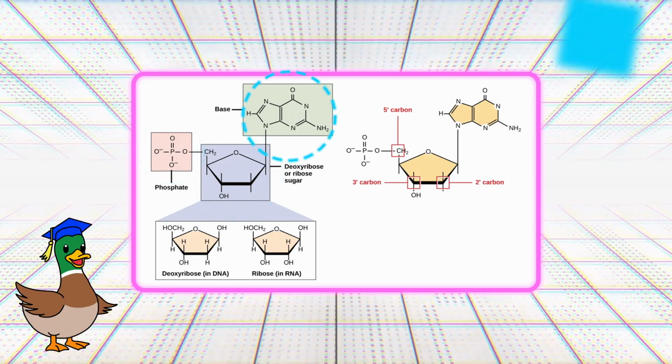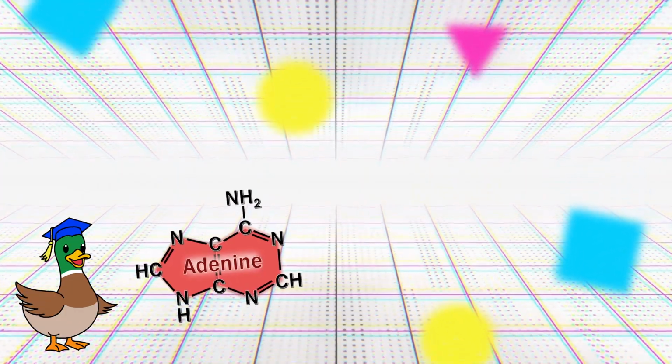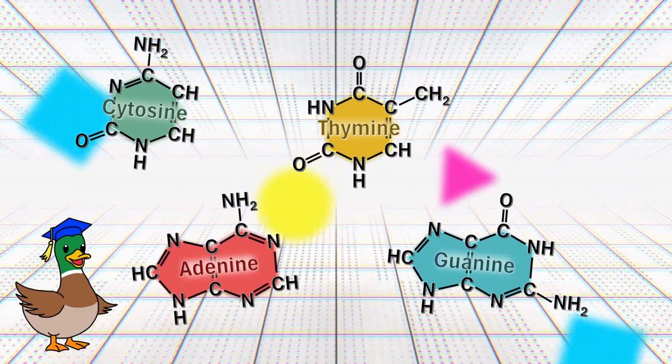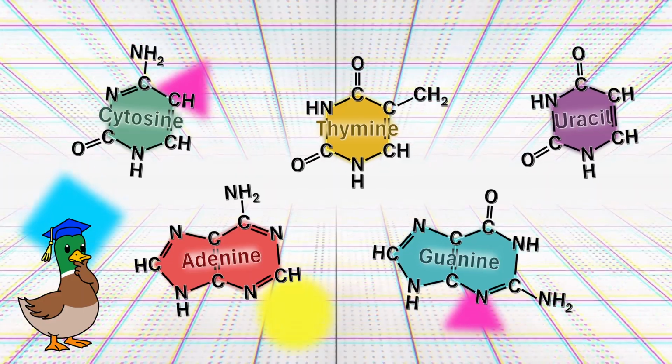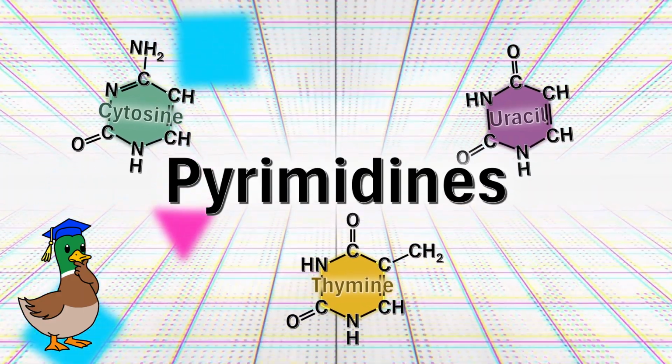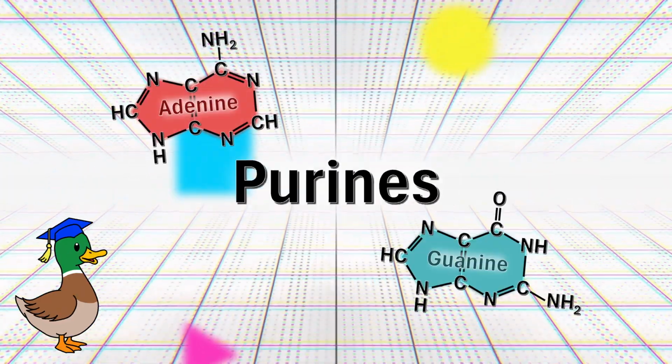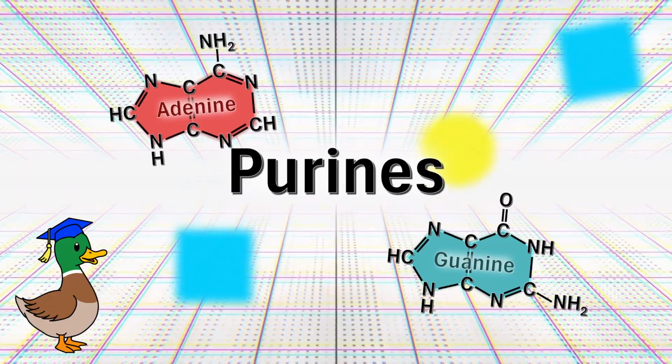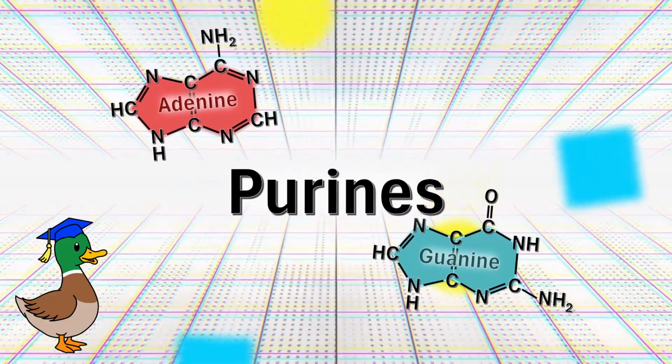Now, every nucleotide has three parts: one pentose sugar, deoxyribose or ribose, one phosphate group, and of course, one nitrogenous base. There are 5 nitrogenous bases found in nucleic acids: adenine, guanine, cytosine, thymine, and uracil. Cytosine, thymine, and uracil are pyrimidines. They have a single carbon-nitrogen ring structure. Adenine and guanine are purines, which are slightly bigger with their double carbon-nitrogen ring structure.